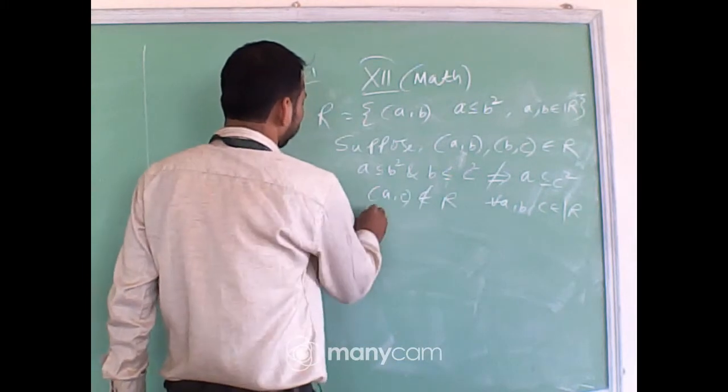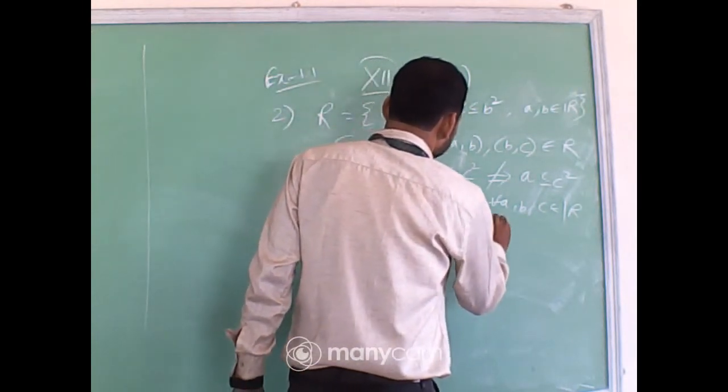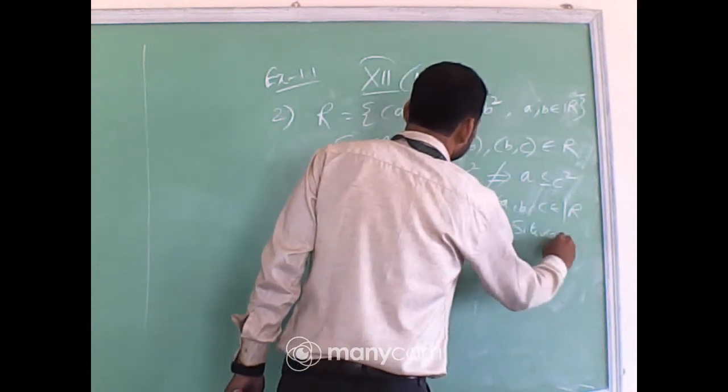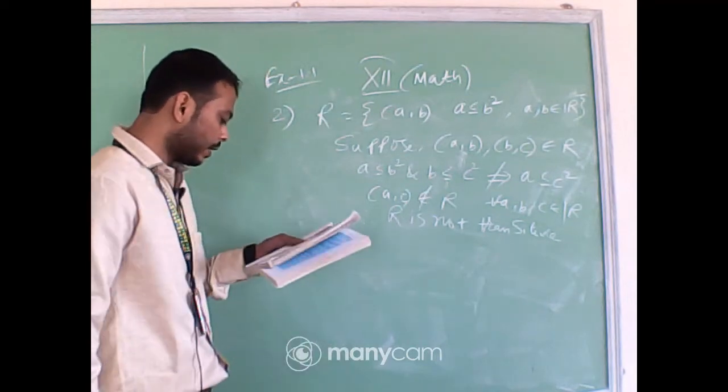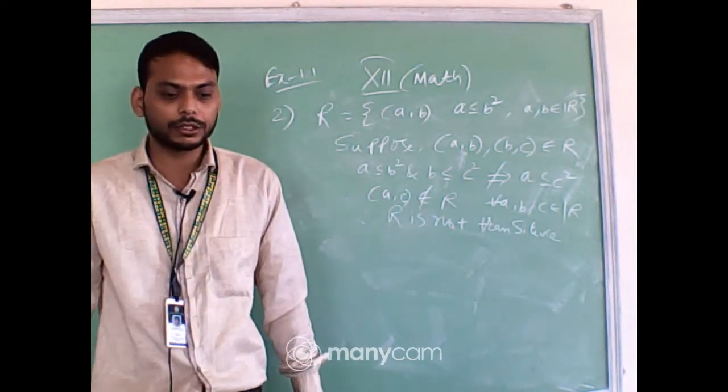Therefore, R is not transitive. So R is neither reflexive nor symmetric nor transitive. Is it clear? Question number 2.